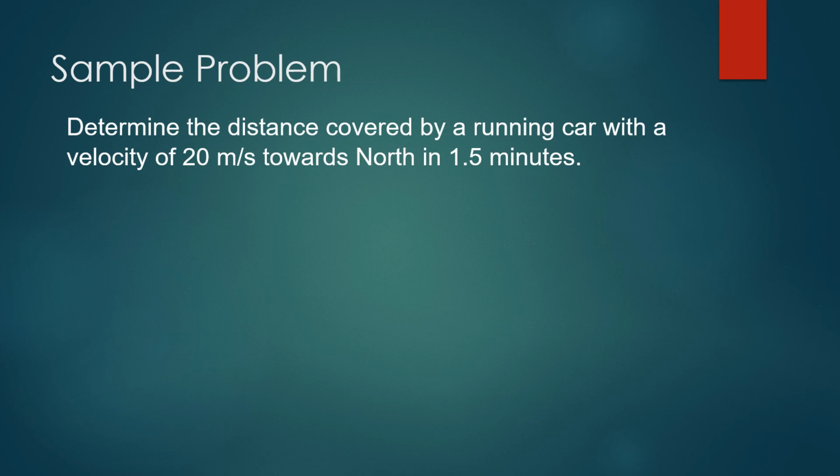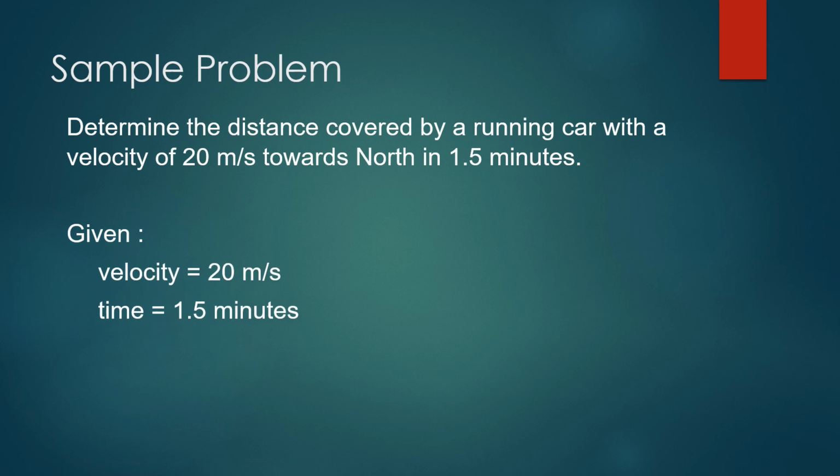And for our last problem here, determine the distance covered by a running car with a velocity of 20 meters per second towards north in 1.5 minutes. So if you notice, we are using the term velocity because we have a magnitude that is 20 meters per second and the direction towards north. So the given are the velocity that is equal to 20 meters per second and time of 1.5 minutes. And we are asked to get the distance covered by the running car.